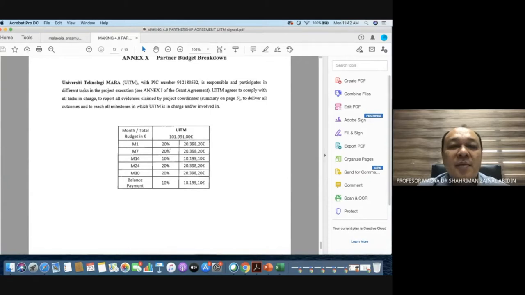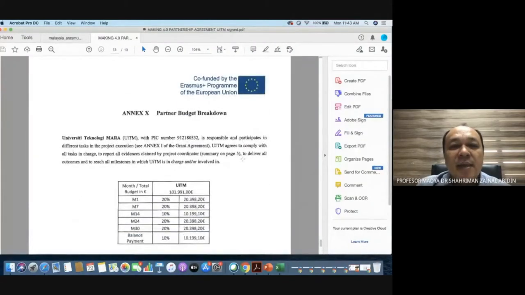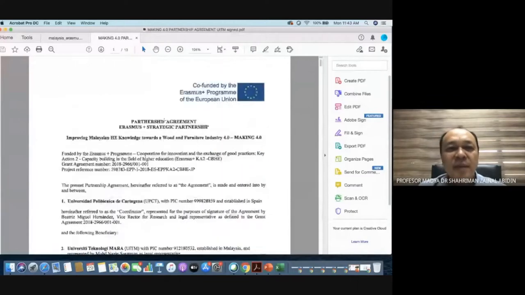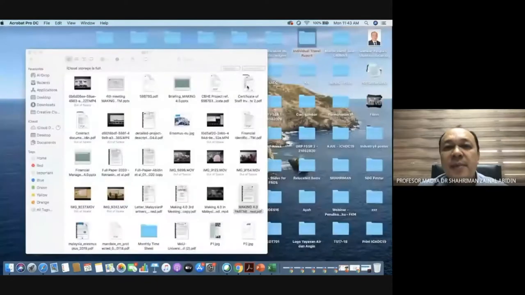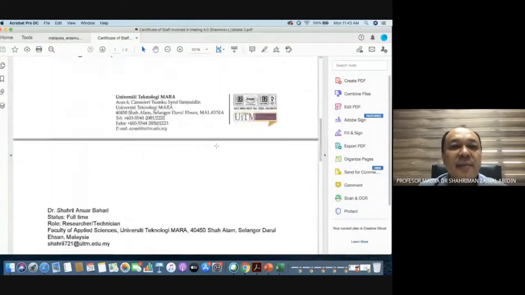So we received these two transactions already last time. So we have funding in our project account. Okay, saya nak beritahu satu. So we have a partnership agreement. And then we have staff involved in the Erasmus Plus, signed by VC.